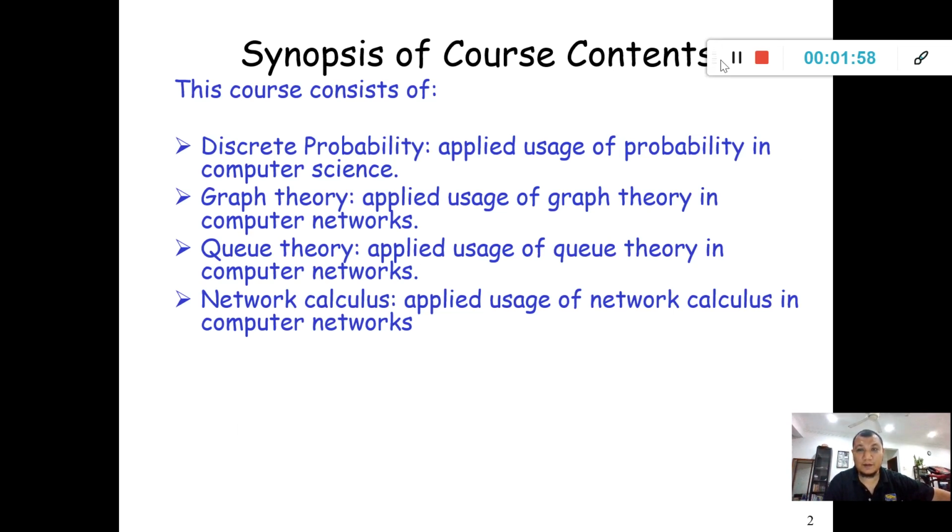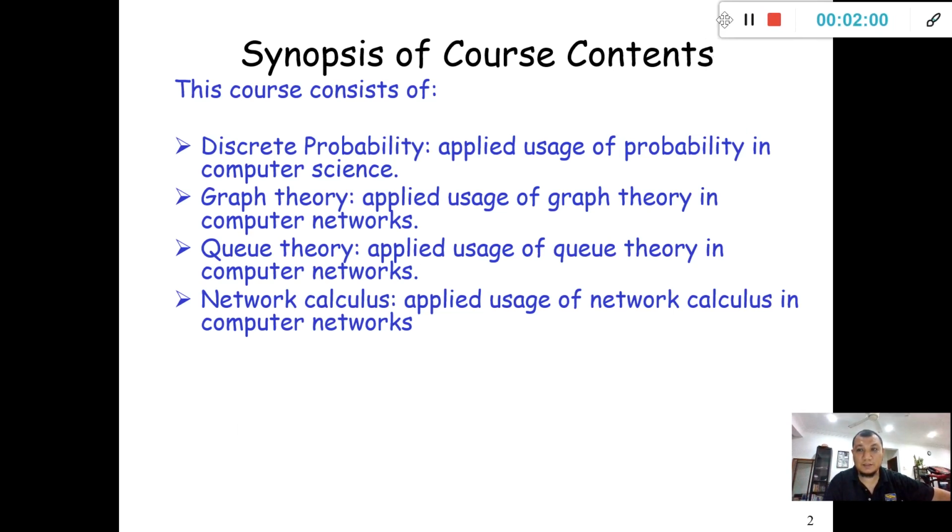Okay, so this is the course content. The first part is discrete probability, and then the second one is graph theory. Graph theory is the topic that I cover the most in this course. And then you have queuing theory, and then you have network calculus. So these are the four big topics for mathematics in networking.